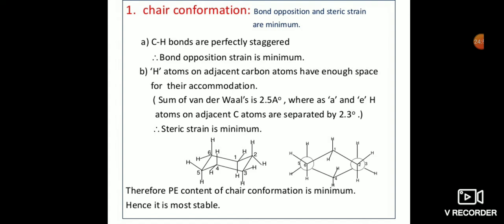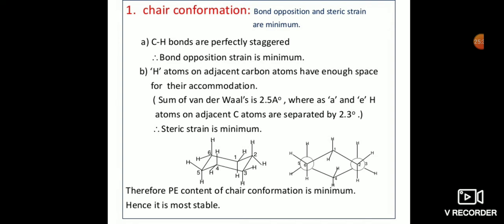Bond opposition strain is minimum in this chair conformation because of the staggered form. H atoms on adjacent carbon atoms have enough space for their accommodation. So hydrogen atoms have maximum space for accommodation, so they are not repulsing each other or influencing each other.